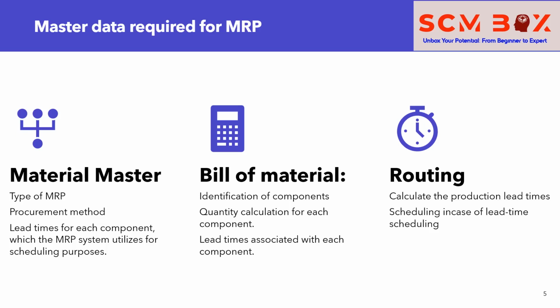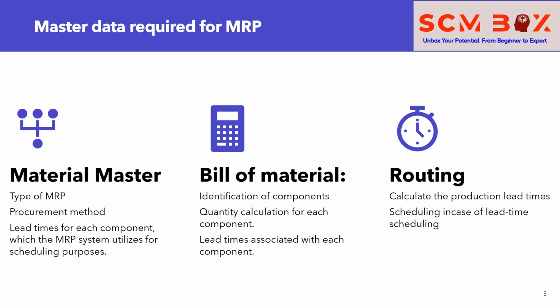Then the procurement method, which is nothing but whether this material is purchased outside or produced in-house, will also be defined. In some cases stock transfer also will be involved, so accordingly we will choose the procurement method. Then for all materials, lead time will be maintained in the material master. The system uses this lead time for scheduling your receipt elements. That will be covered in the subsequent screens.